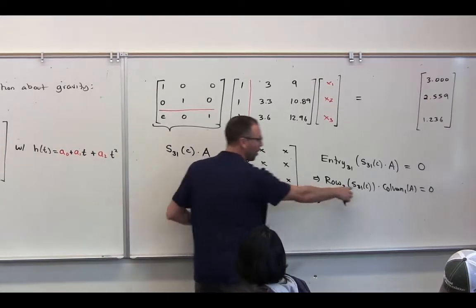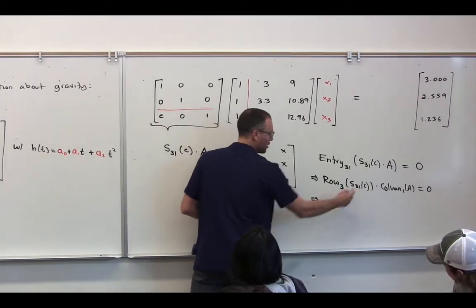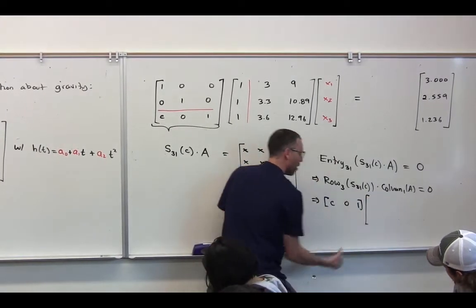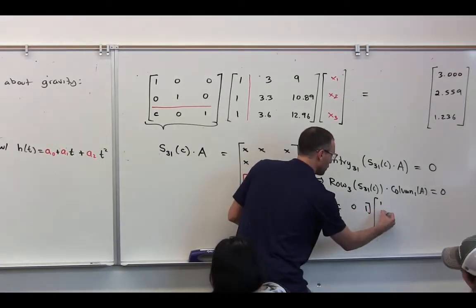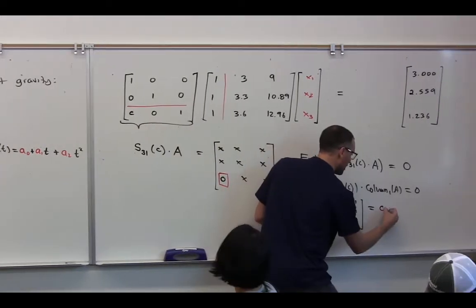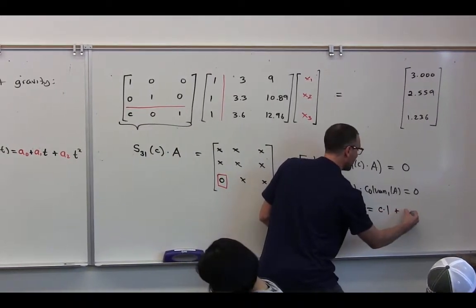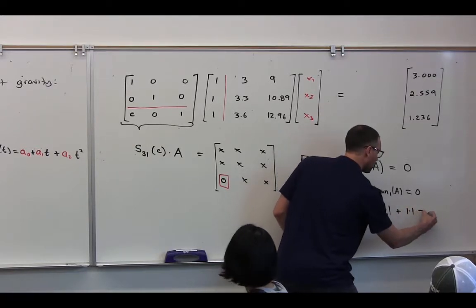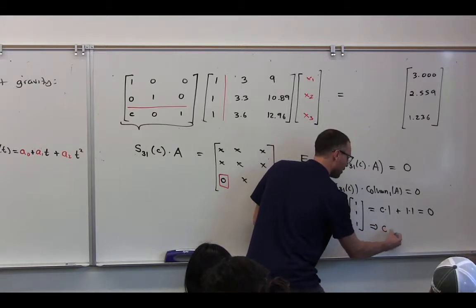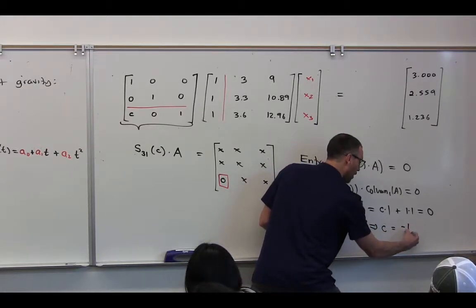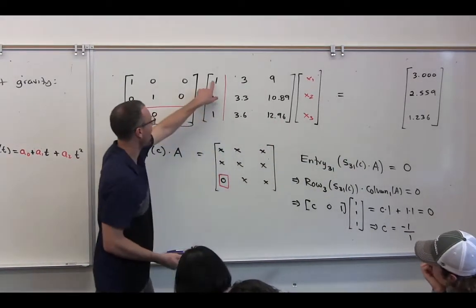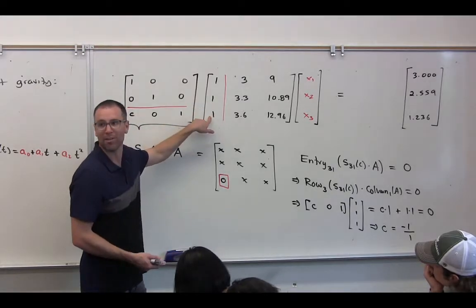All right, what is row 3 of S31 of C? C, 0, 1. You're a little bit ahead of me, Joe. What's column 1 of A? 1, 1, 1. Okay, so now what do we have? C times 1 plus 0 plus 1 times 1 equals 0. So what does that immediately mean about C? Negative 1 divided by 1. You've got to be a little careful, because if this was A11, A21, A31, you'd have a different calculation.